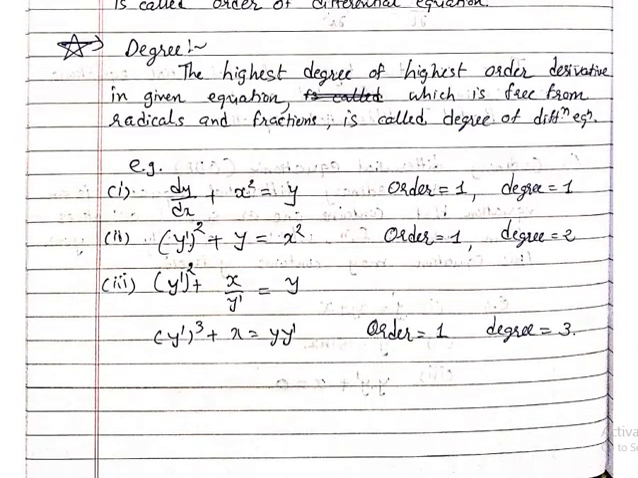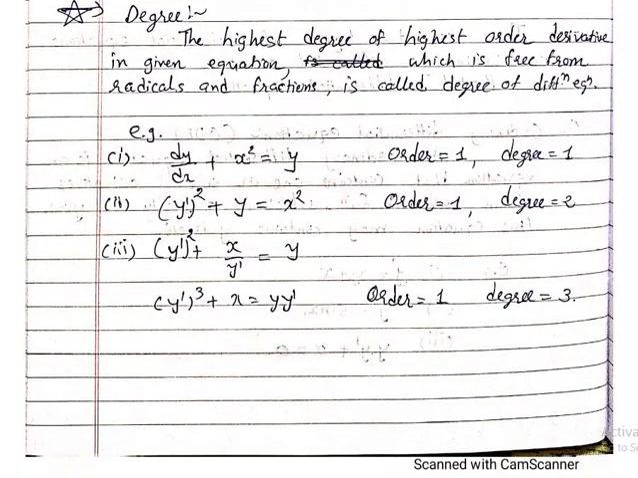Now radicals, that means degrees must be in the form of integers. That means fractional degree is not allowed. Secondly, fractions. Fractions, that means you cannot write down your differential in a denominator. So you have to reduce it to the form of a simple equation and then you have to find out the degree.